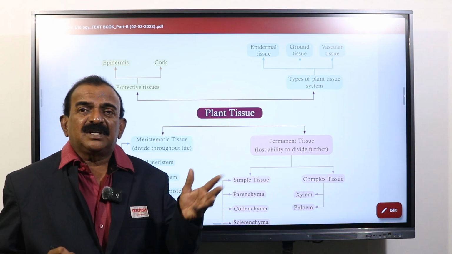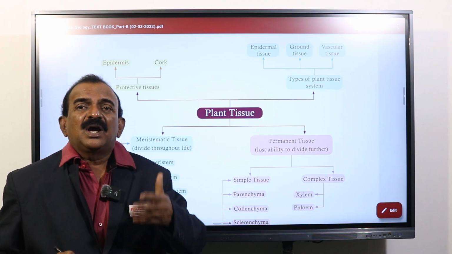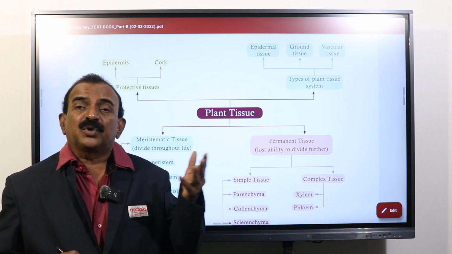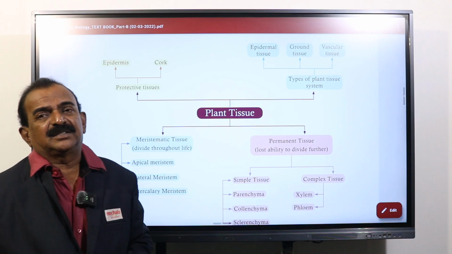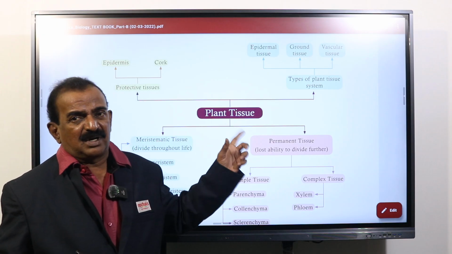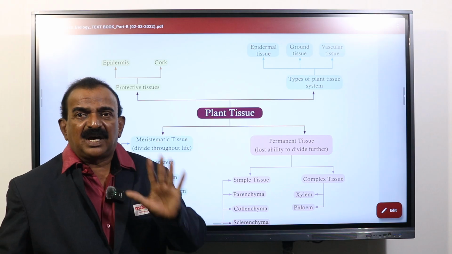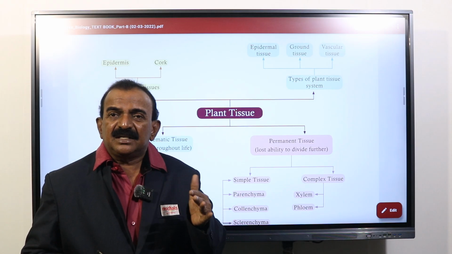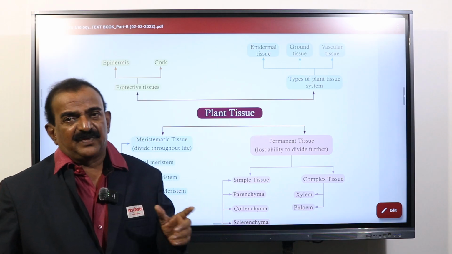In the examination you may get a question like, write the protective tissues which are present in plants, and at that time you need to write epidermis and also cork. So these tissues are protecting the plant from external injuries, also from infections.